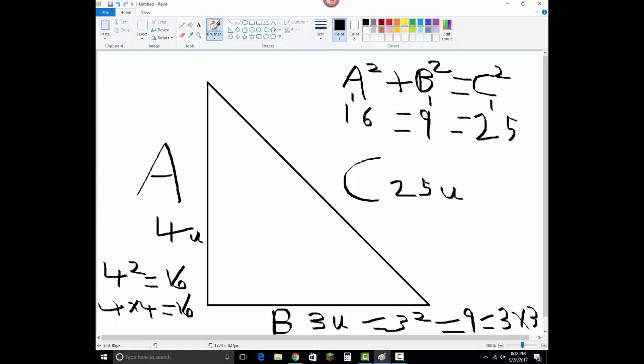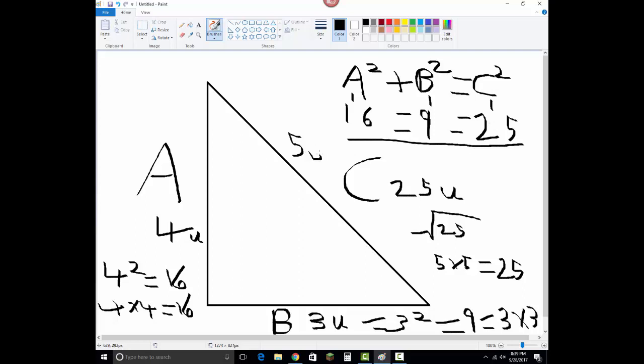So now, how to get the actual length of this triangle is what we do is we get this number 25 and we do a square root to it. So the square root of 25 is 5, also known as 5 times 5 equals 25. So our answer to C would be 5, because A squared, known as 16, plus B squared, known as 9, equals C squared, known as 25.